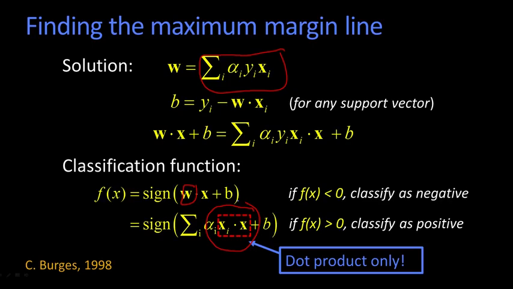product between some new point x and the support vectors xi, and then I multiply it by the alphas, sum them up, and build my classifier. That dot product structure is what makes what we're about to do work.